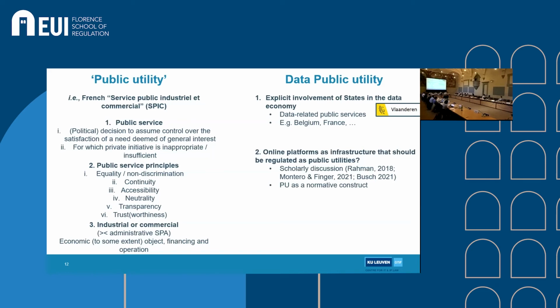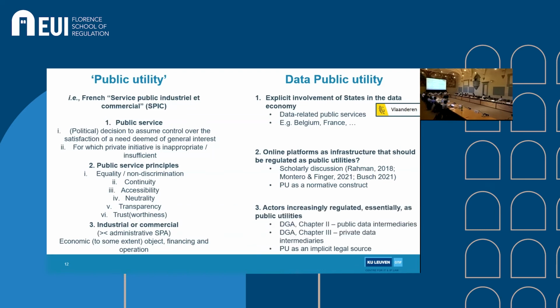Then I relate very much to the prior presentation. We have this whole discussion on whether online platforms should be considered as infrastructure and whether it should lead to regulation as public utilities. We have this discussion in the US, we have this discussion in the EU, and then public utility is viewed as a normative construct that could respond to all the questions that we have on how to regulate online platforms. But we claim there is a third category that actually, especially with the Data Governance Act, we have actors that are being regulated essentially as public utilities, although it's not really reckoned as such. And there we refer to chapter 2 and chapter 3 respectively with different types of bodies. So first we have public sector bodies with this specific regime that should complement the Open Data Directive with data that are protected by rights of third parties.